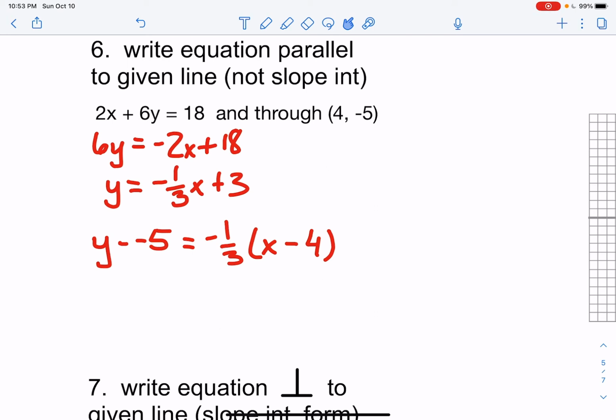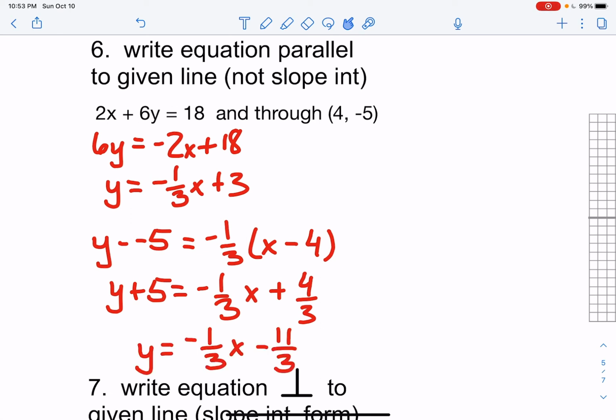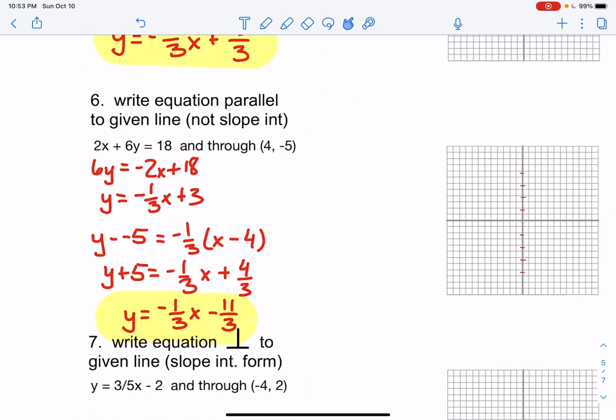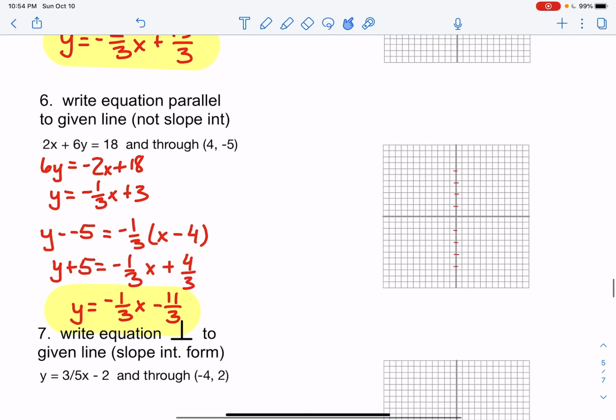Using that point and using the slope of the line that's parallel, the slope of -1/3. And again, parallel slopes are the exact same, so I use just -1/3. Plug that in, distribute, and it's y plus 5, so I have to subtract 5 from both sides, and I get y equals -1/3 x minus 11/3.